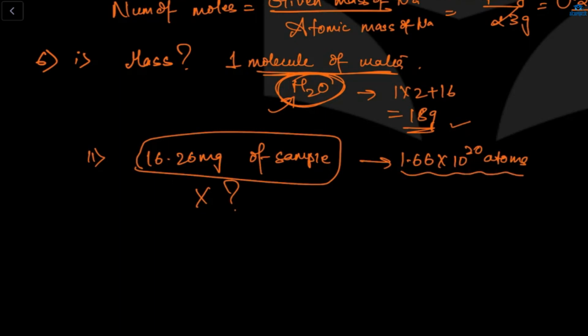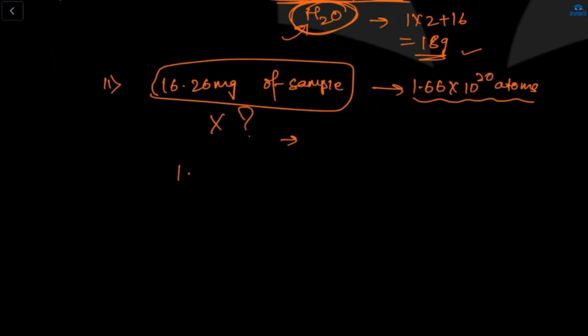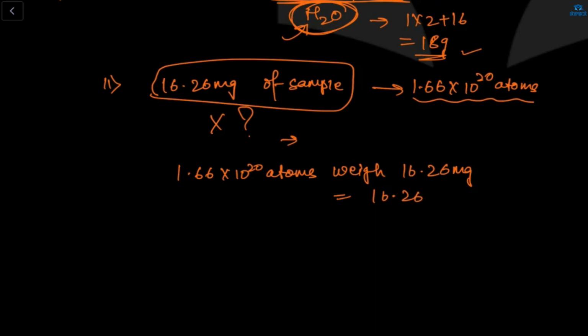Ma'am, for this, first we had to do Avogadro's number divided by 1.66 into 10 raised to the 20 into 16.26. Yes. So here, let me write it. 1.66 into 10 to the power 20 atoms weigh how much? This much, no? 16.26 mg. Means if we convert this mg into grams, it will be 16.26 into 10 to the power minus 3 grams, right?